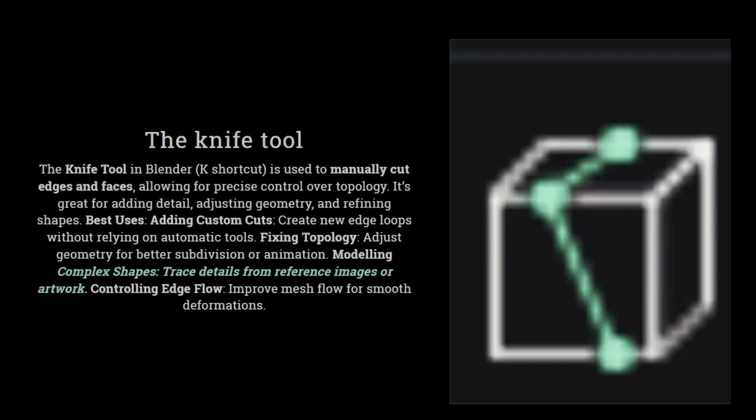So the knife tool is essentially a sort of precision tool for creating topology. It could be used on an existing plane or a 3D image, but it's really good for doing intricate designs in particular, as well as fixing topology. You can also create, as it says here, complex shapes, tracing details from reference images or artwork, which is essentially what we're going to be doing. It also helps to control the edge flow for things like deformations in 3D modeling.